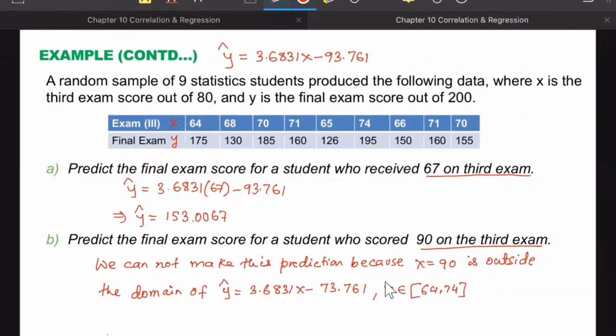So always remember, when you're asked to make any prediction in the exam, you must check whether the given value is within the domain of the equation. Only then can we make the prediction. If it is outside, we cannot make any prediction. Any question on this? Yes, no?